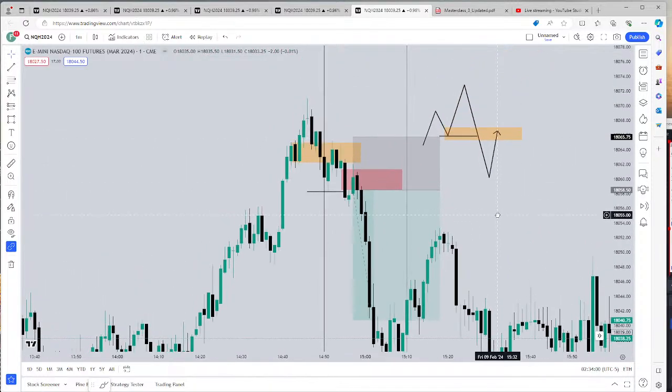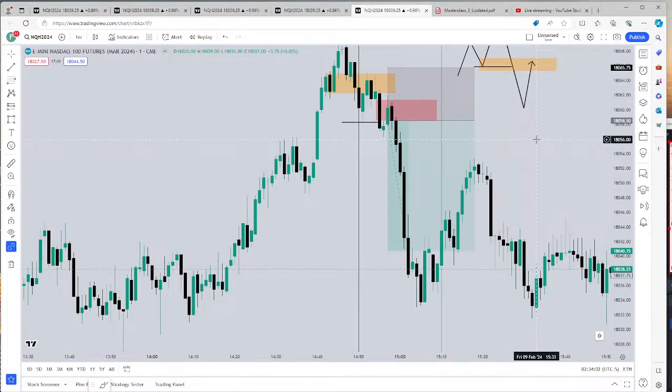We're going to go through all of them. So we'll go through bullish breakers, bearish breakers. We'll go through standard deviations.